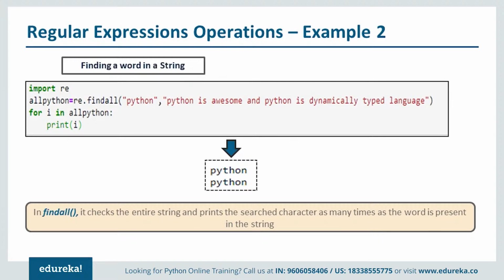Second example: in this one we are just trying to find all the occurrences of a word in a string. In the previous one we had only one occurrence, but if you see the string value here, we have two occurrences of Python.